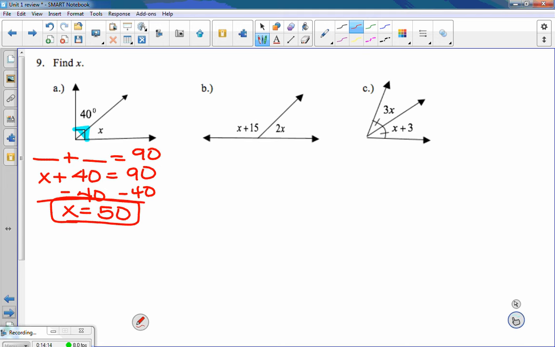Now, what type are these? 180. So they are a linear pair. So, oh, she got one. Javier, you got one? Okay.